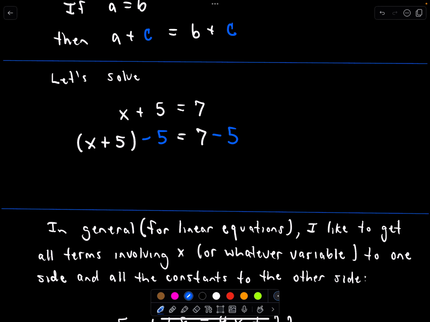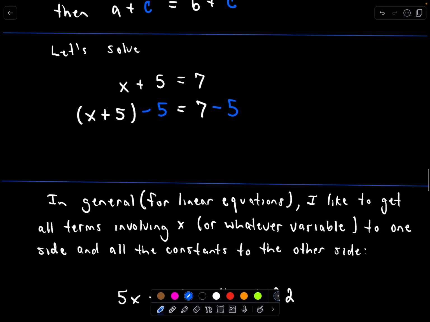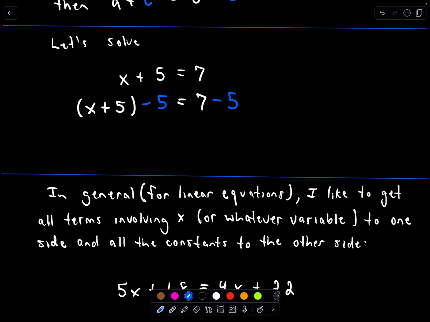Notice all I've done is subtract 5 from both sides. On the left side, x plus 5 minus 5 is just going to leave me with x. On the right side, 7 minus 5 is going to be 2. And again, we said that was our solution. That's what we plugged in to make the left side equal the right side.